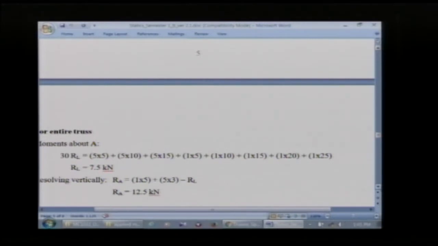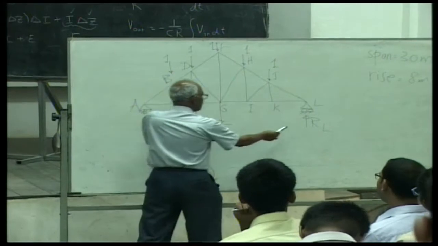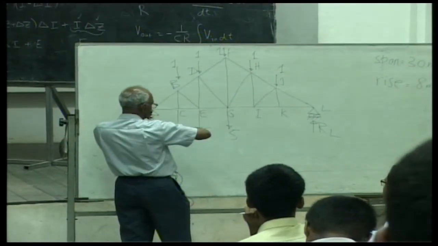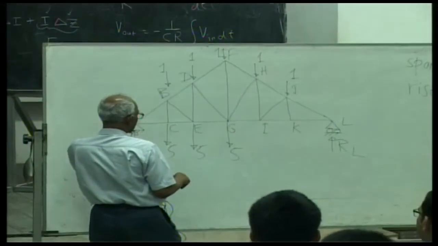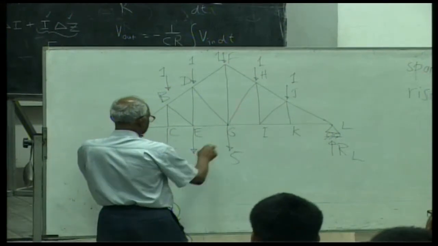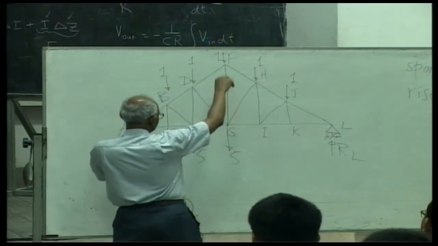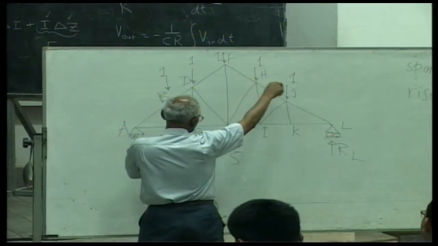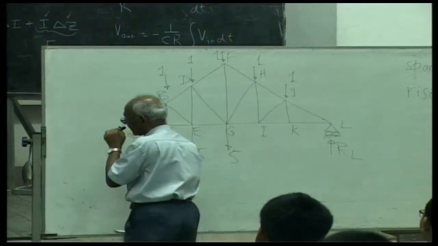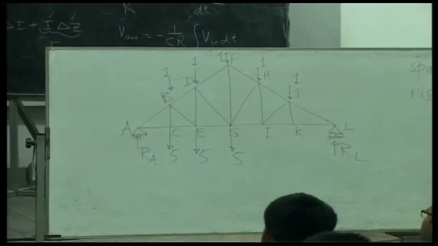So for the entire truss, you take moments about A. So if you take moments about A, RL into 30 will be the only anti-clockwise moment. Everything else will be a clockwise moment, right? So that is 5 times 5 plus 5 times 10 plus 5 times 15 plus 1 times 5 plus 1 times 10 plus 1 times 15, 1 times 20, 1 times 25, right? Everything else is in a clockwise direction. So we can find RL, right? That's what I have done. RL we obtain as 7.5 kilonewtons, right?